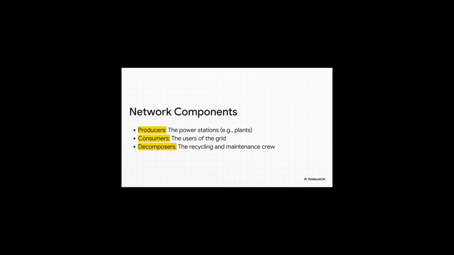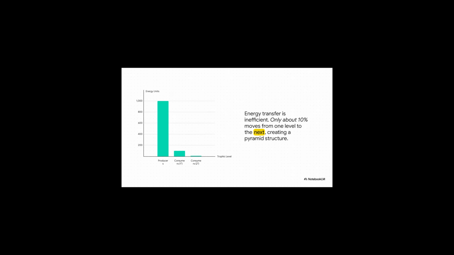Then you have the consumers, who get their energy by eating other things. And finally, you have the decomposers. They're the cleanup crew, breaking down dead stuff and recycling all the raw materials back into the system. Now, take a look at how energy actually moves through this network. It's not very efficient. That's the big takeaway here.